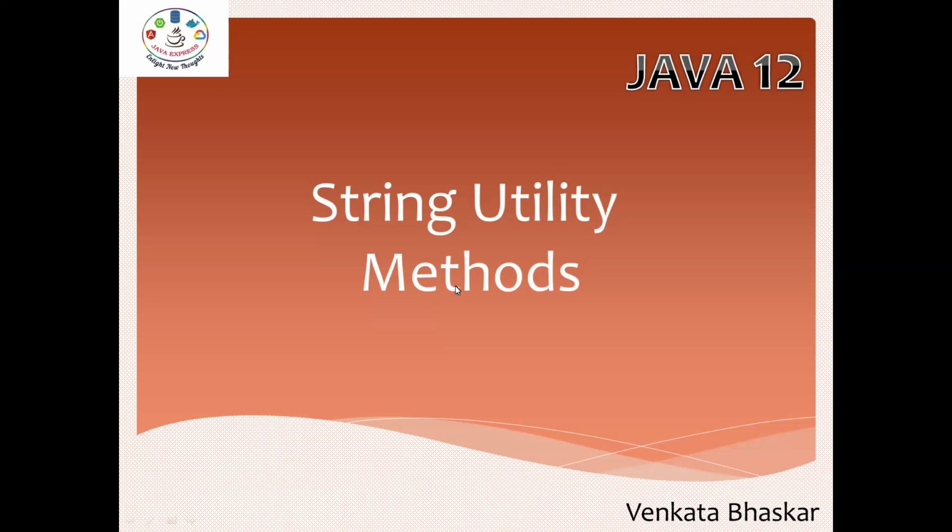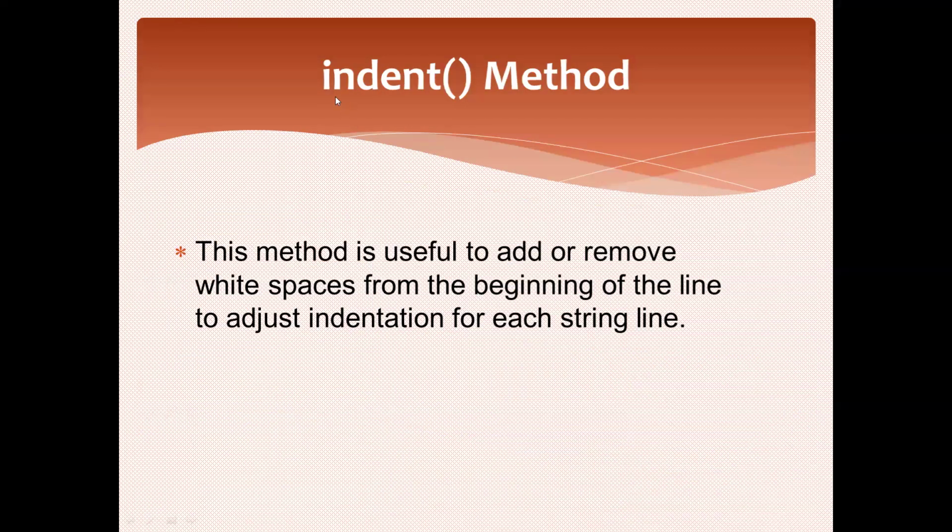Today I'm going to discuss another couple of methods available in the string class, string utility methods. I'm going to discuss the first method, called the indent method. This method is useful to add or remove white spaces from the beginning of the line to adjust indentation for each string line. By using this method, you can either add spaces or remove white spaces. That you can do by using the indent method.